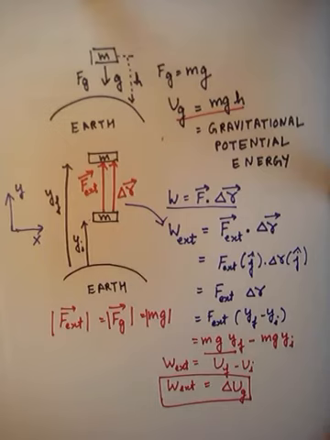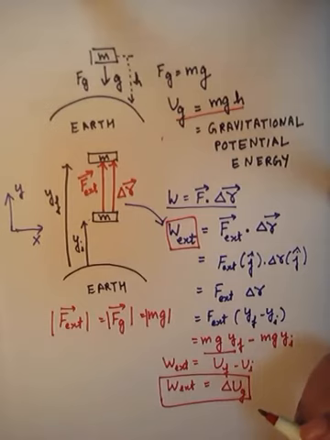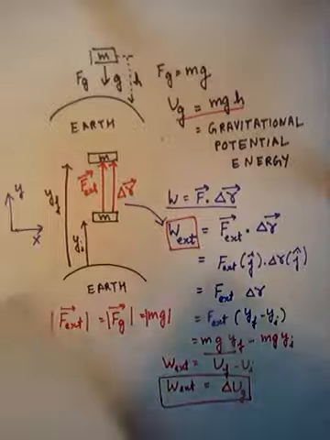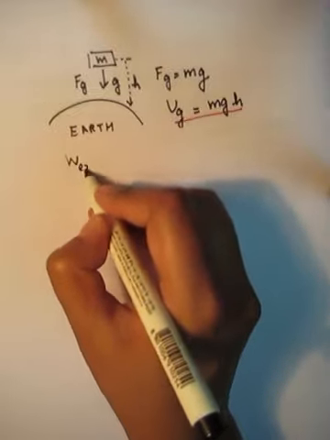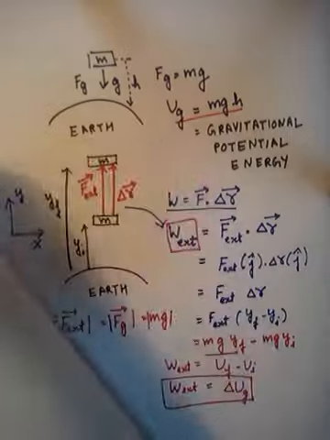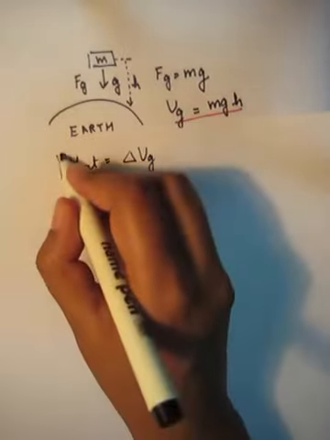Okay. Now this was the work done by the external force. Okay. Now let's find out what is the work done by internal force. So by external force, what we found out is that the work done by the external force is equal to change in the gravitational potential energy.